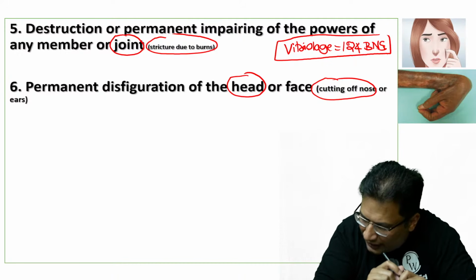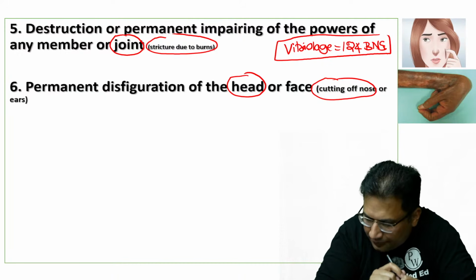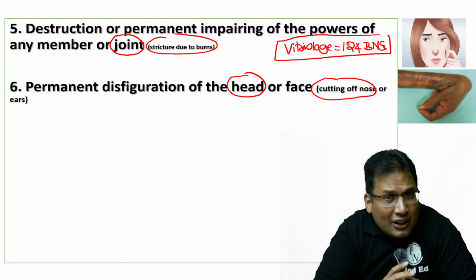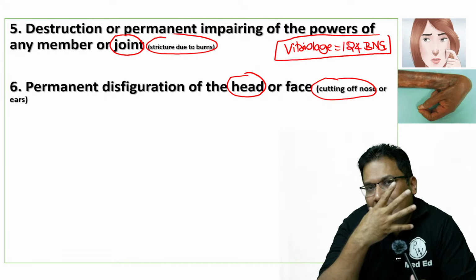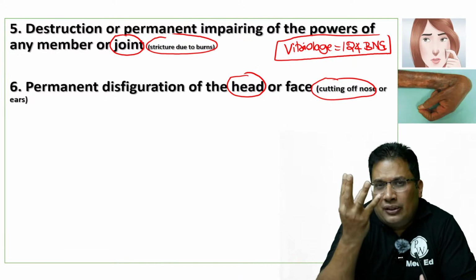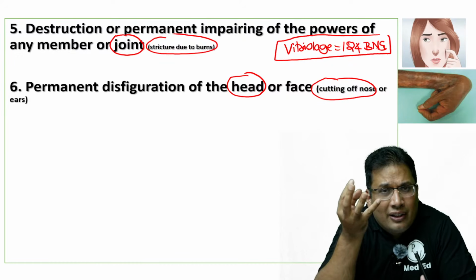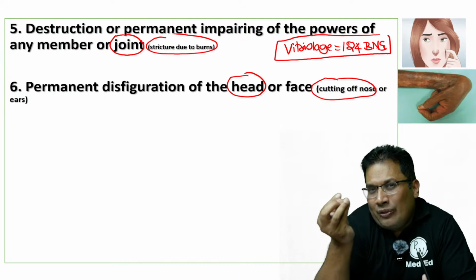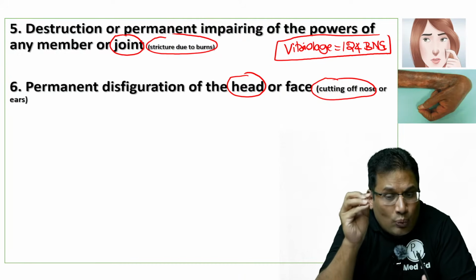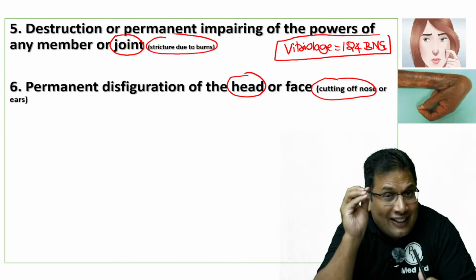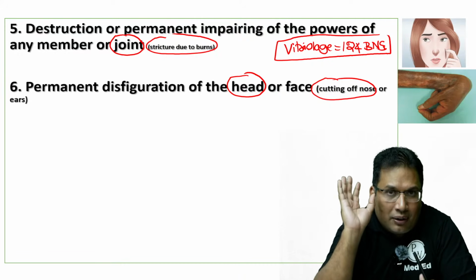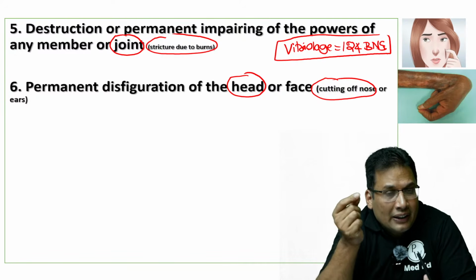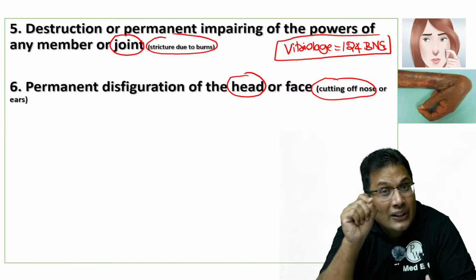Keep writing a few points, guys. Vitriolage means oil of vitriol, that is basically sulfuric acid. Throwing acid over the face can lead to severe burn, which causes coagulative necrosis, which causes disfiguration of the face, one of the heinous crimes. So we have a separate section for that, 124 BNS. The punishment can be life imprisonment. Previously 326A and B. Now it is 124 Bharatiya Nyaya Sanhita.